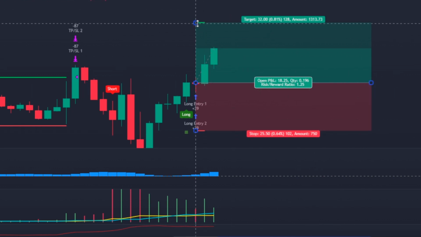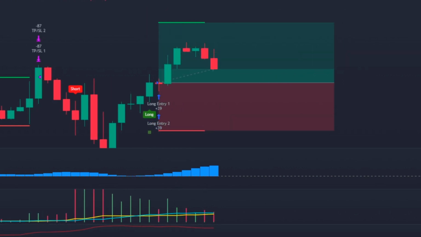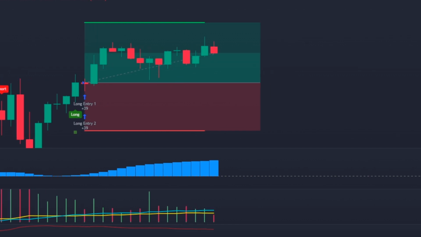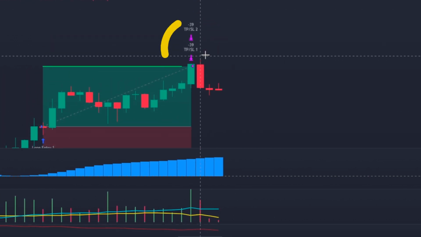So first of all, we can see that my bot entered the position and placed the stop loss and take profit values perfectly. Now let's fast forward to see what would happen. So the take profit was hit here and the bot closed the trade perfectly.